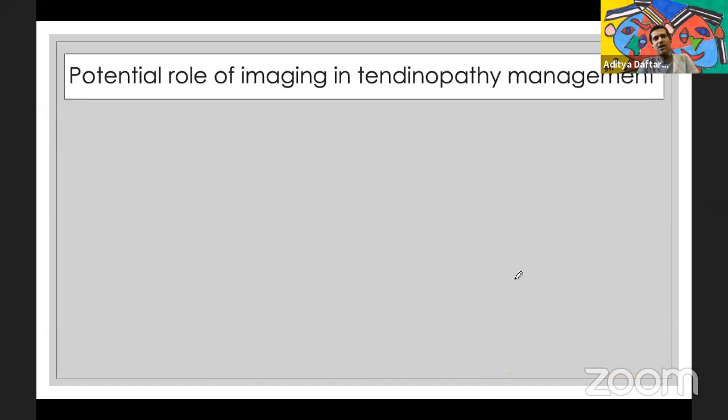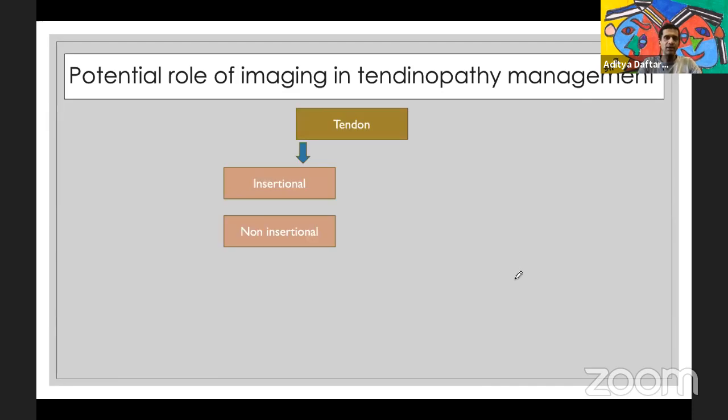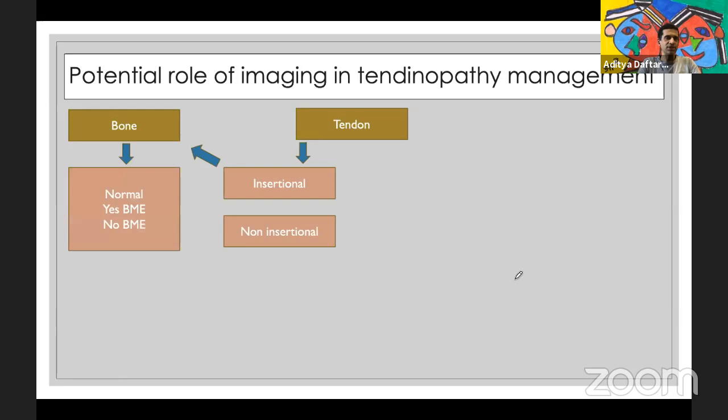And this is sort of how I see the role of imaging in tendinopathy management. So if we look at a tendon, we want to see whether the problem is primarily insertional or non-insertional. If it is insertional, we want to look at the underlying bone, and see if the bone looks normal, and if there is bone marrow edema or no bone marrow edema.